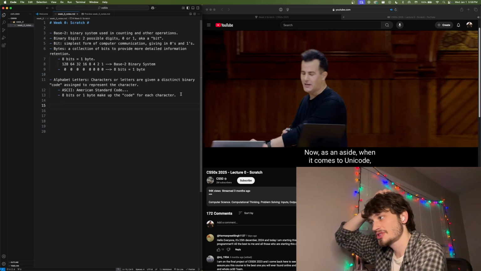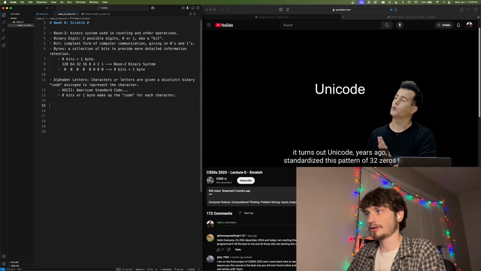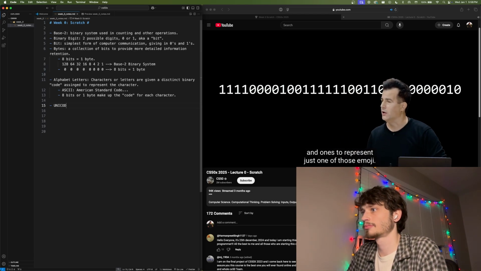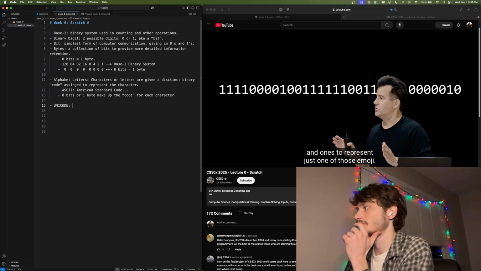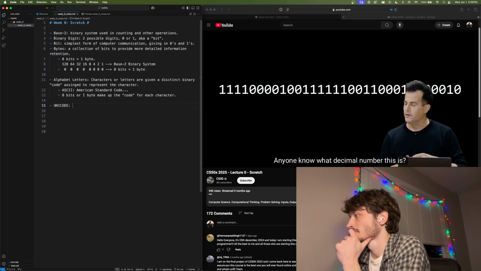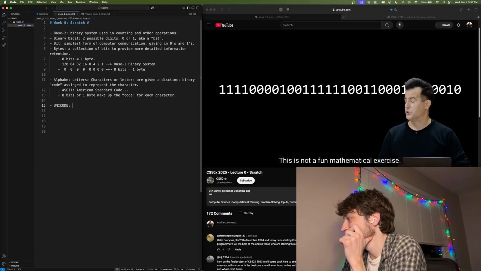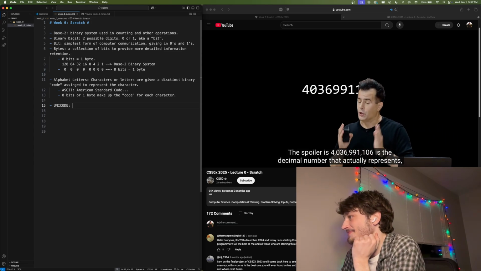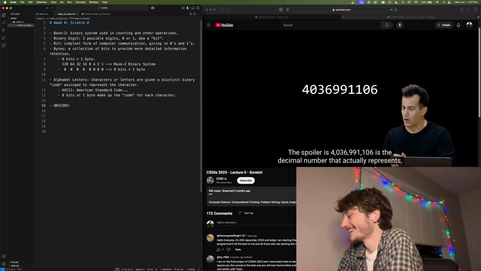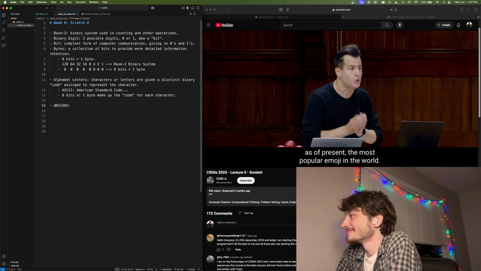Okay. Now, emojis aside, when it comes to Unicode, it turns out Unicode, years ago, standardized this pattern of 32 zeros and ones to represent just one of those emoji. So emoji tend to use even more bits here. Anyone know what decimal number this is? This is not a fun mathematical exercise. The spoiler is 4,036,991,106 is the decimal number that actually represents, as of present, the most popular emoji in the world.